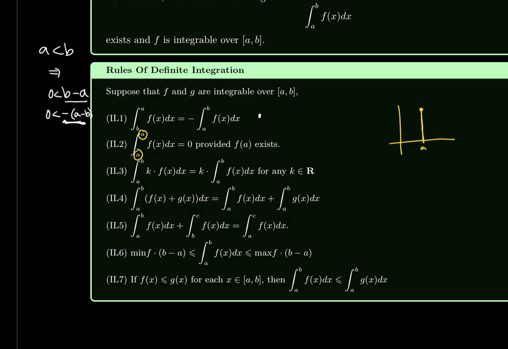Okay, what this says is, if we take the integral of some number times the function, then we can take that number out. That number can exit this integral sign. And this is quite easy to prove.